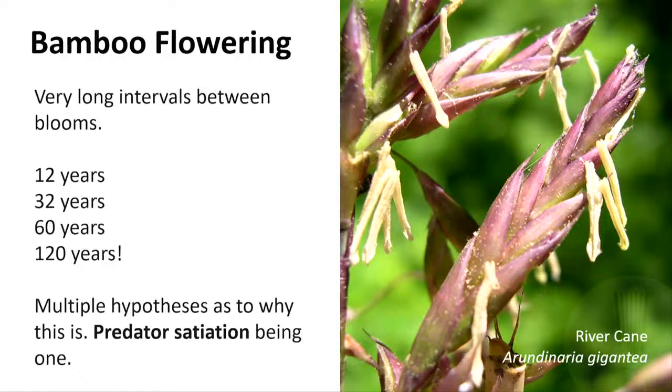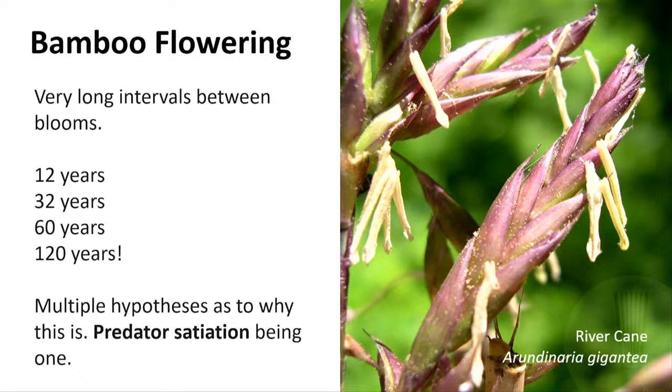Also, bamboo flowering, so kind of related to prime numbers. Again, the bamboo species have these long periods between flowering. They primarily reproduce asexually through cloning. River cane is one of our native bamboo species. It doesn't flower very often, but among the species that do flower, some are every 12, 32, 60, even up to 120 years between flowering events for some species around the world. Predator satiation is one of the theories behind these long bloom periods.